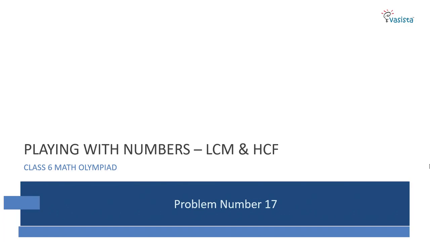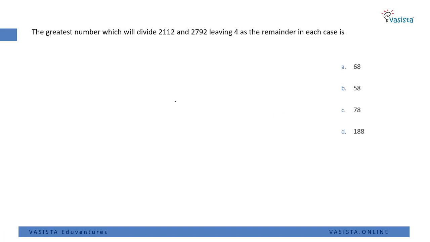Let us start working on problem number 17. The greatest number which will divide 2112 and 2792, leaving 4 as the remainder in each case, is... We need to find the HCF. Before finding the HCF, we are supposed to subtract this 4 from these numbers.